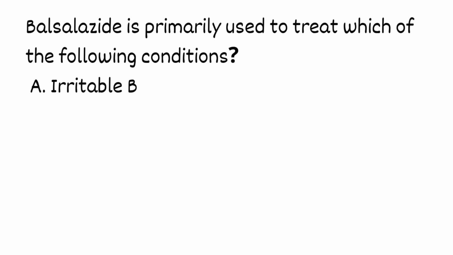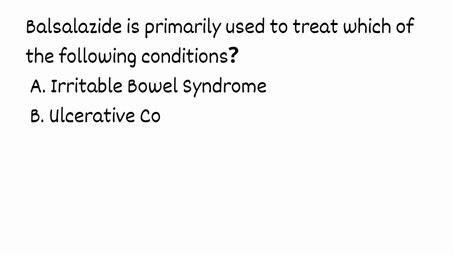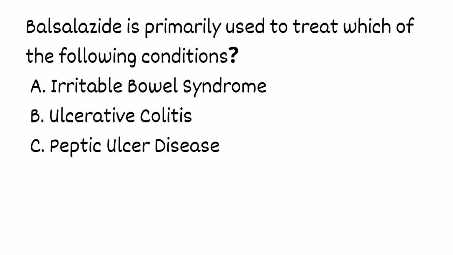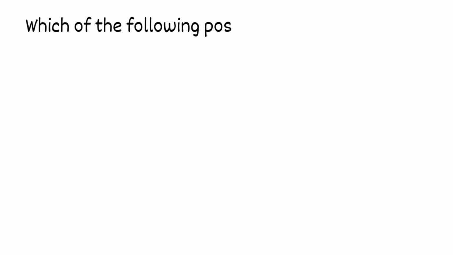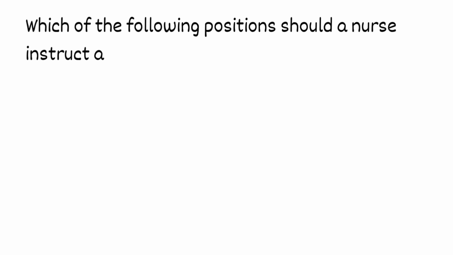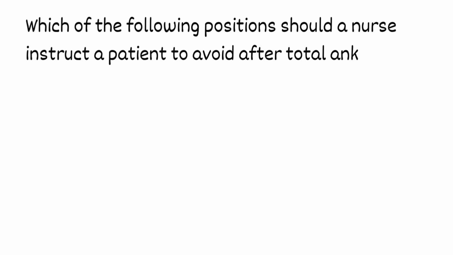Balsalazide is primarily used to treat which of the following conditions? A. Irritable bowel syndrome. B. Ulcerative colitis. C. Peptic ulcer disease. D. Crohn's disease. Answer, B. Ulcerative colitis.